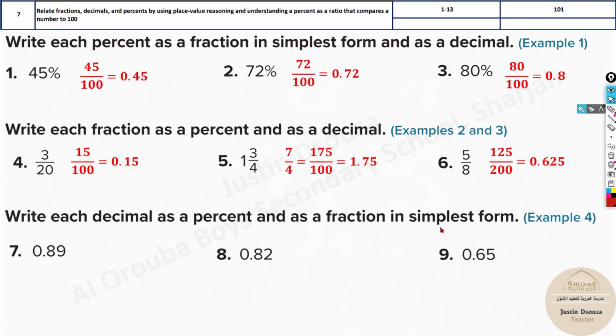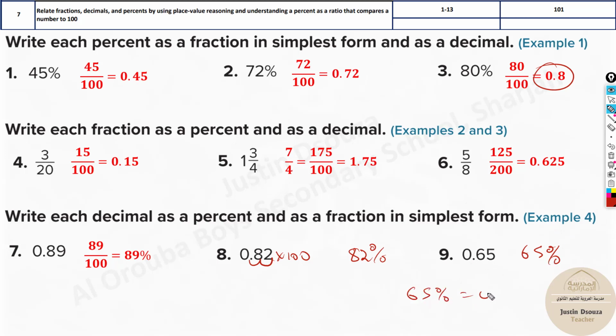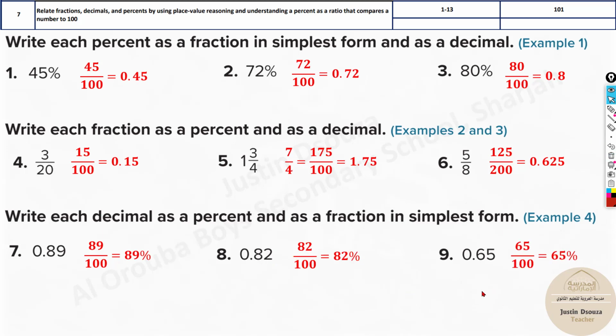Now here we have to just write it in the right decimal. You can just write it in terms of percent. That is 89%. How do you get this? You basically have to multiply this by 100. Since it's MCQ, don't need to write the step. You can directly write 82% or 65%. Here we saw 80% and we directly wrote 0.8, right? Same way, when we look at 0.65, it is 65%, or 65% is 0.65. That is the concept. That's how we solve these problems here, and you can see all the answers are there.